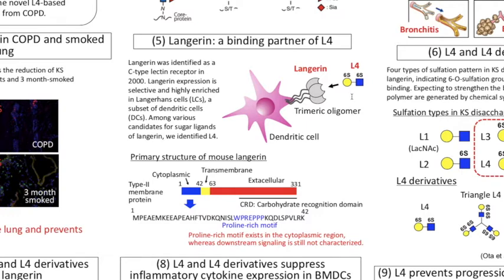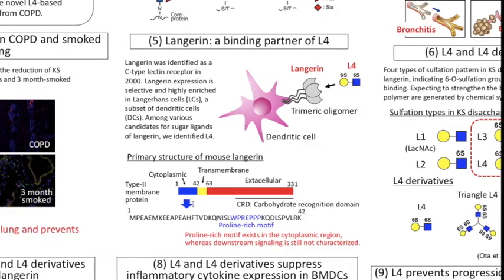In a previous study, we identified Langerin as a binding partner of L4. Langerin is a C-type lectin receptor expressed in Langerhans cells in the skin and dendritic cells in the lung. This is the primary structure of mouse Langerin. It is a type 2 membrane protein on the plasma membrane.